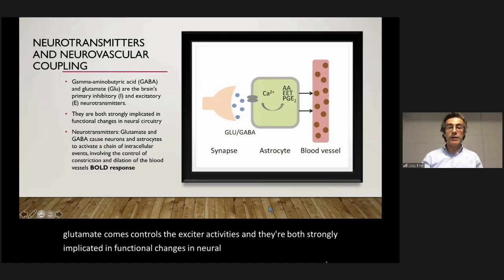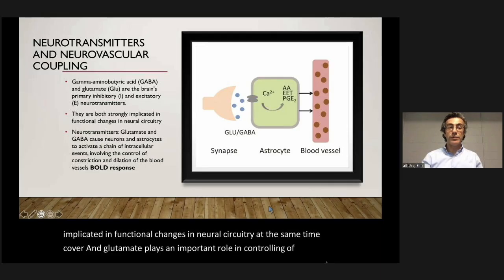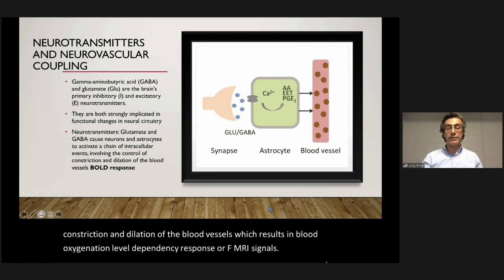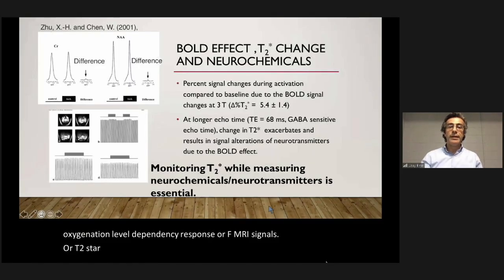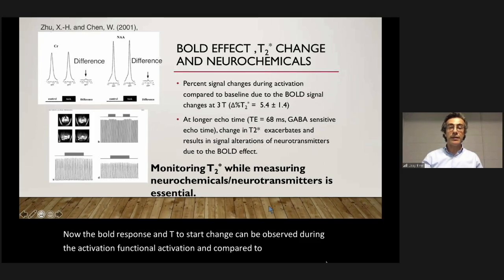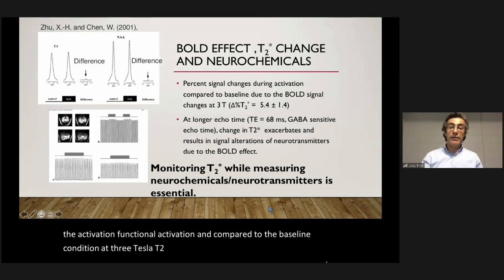At the same time, GABA and glutamate play an important role in controlling the constriction and dilation of the blood vessels, which results in the blood oxygenation level dependent response, or fMRI signals, or T2* relaxation changes. Now, the BOLD response and T2* change can be observed during functional activation. Compared to the baseline condition at 3 Tesla, T2* might increase up to 6%. And this signal is seen not only on the water signal, but also at the metabolite levels.